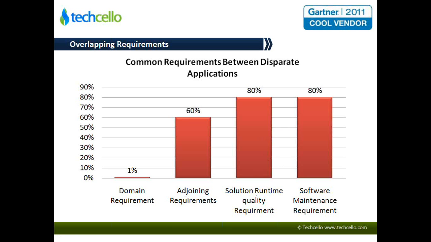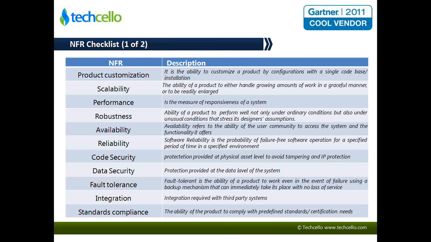Duplication or repetition is there from one product to another product. Like I said, concurrency still remains the same. It's the value of how much concurrency you want to support that varies from product to product.